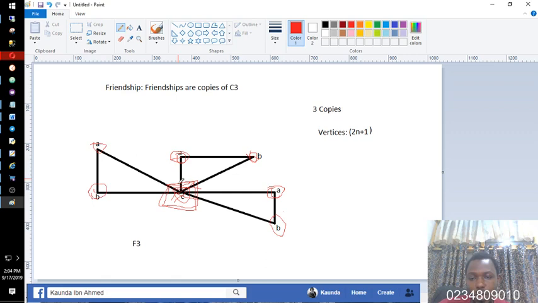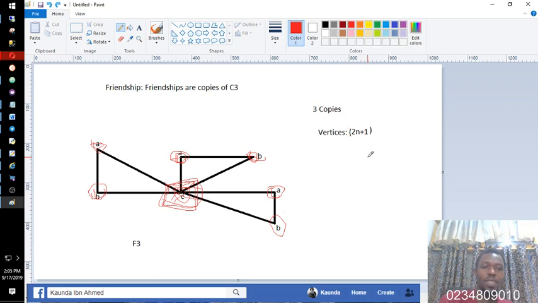So for this one, we are going to take this one out. This has two, this has two, this has two, this has two, this has two, this has two. So if the number of vertices we have is this, we are going to subtract one from it. That means we've taken the middle one out, and each of the remaining ones has a degree of 2. So this should give the total number of degrees for this friendship graph, minus the middle one.